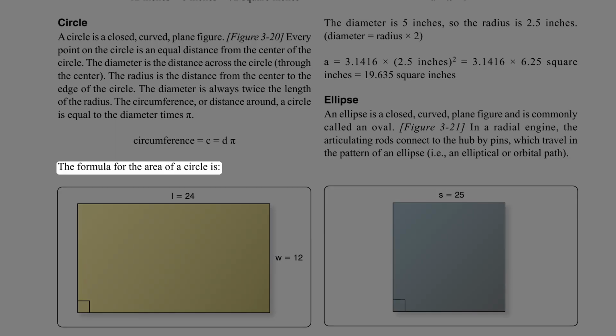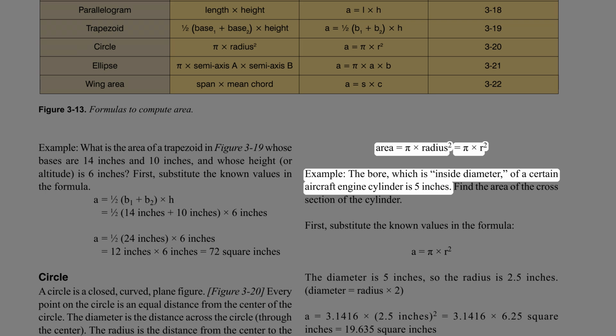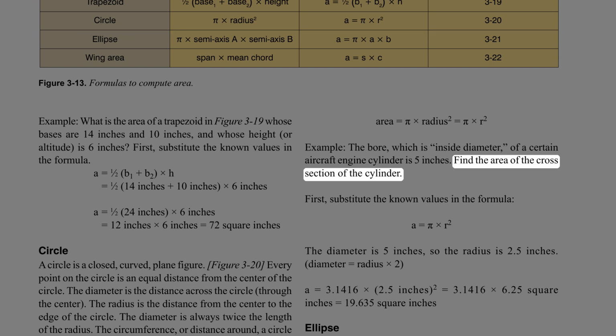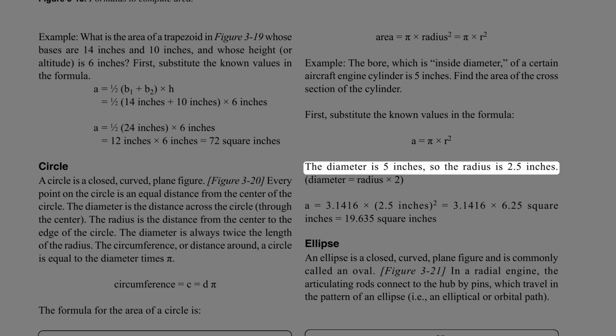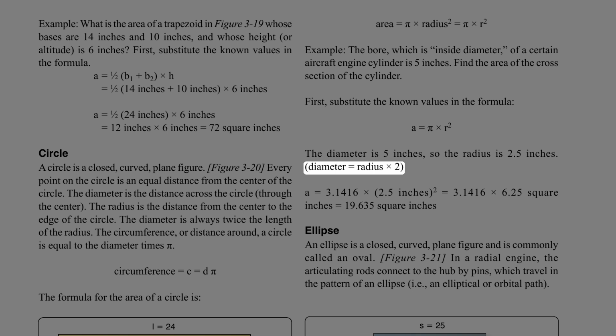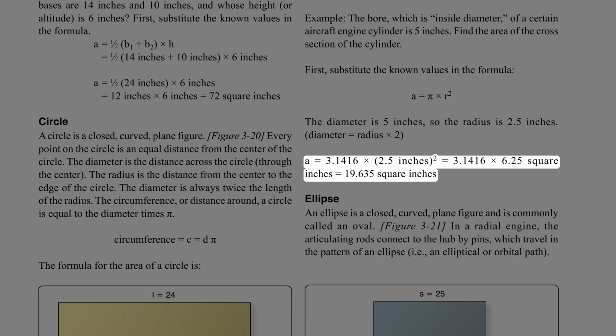The formula for the area of a circle is area equals pi times radius squared, equals pi times r squared. Example: the bore, which is the inside diameter, of a certain aircraft engine cylinder is 5 inches. Find the area of the cross-section of the cylinder. First, substitute the known values in the formula. The diameter is 5 inches, so the radius is 2.5 inches. Diameter equals radius times 2. A equals 3.1416 times 2.5 inches squared, equals 3.1416 times 6.25 square inches, equals 19.635 square inches.